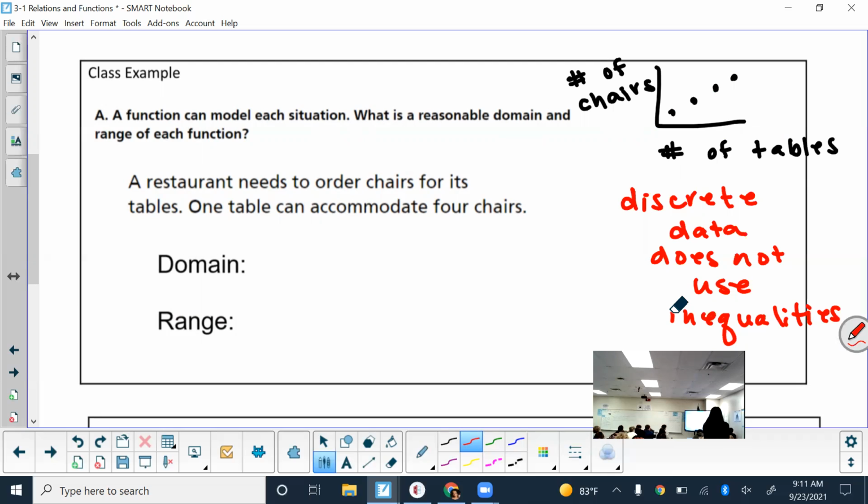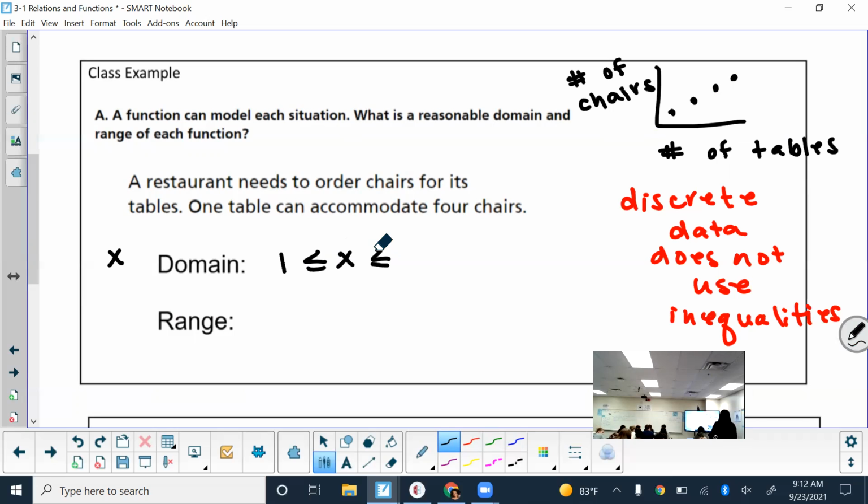So for the domain, that's x's or y's? X's, and we said that the x represents tables. So what's the minimum number of tables you can have? 1, or you can even start at 0, but we could start at 1. Less than or equal to x, less than or equal to, what's going to be a good endpoint? Would it be reasonable to have 1,000 tables? No. So 10, 20, it kind of just depends on the size of the restaurant.